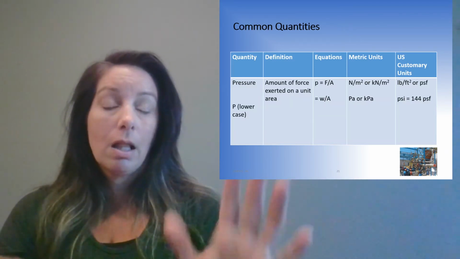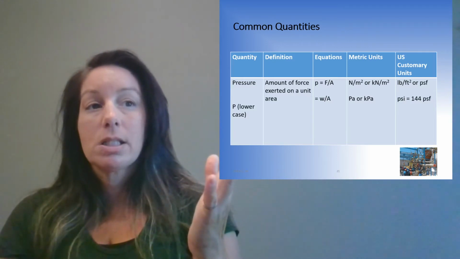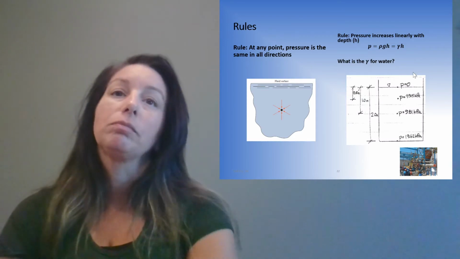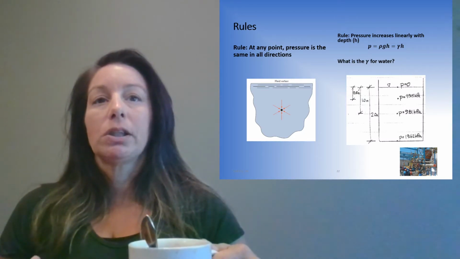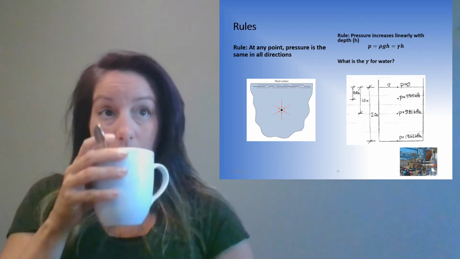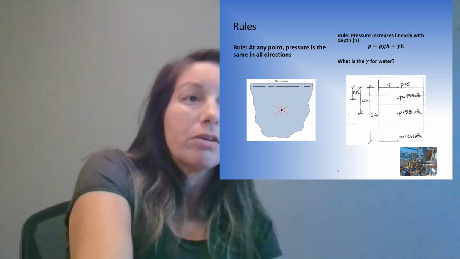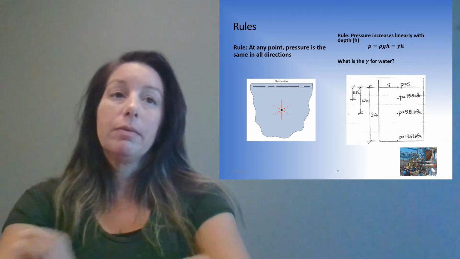Okay. There is a conversion there. PSI, pounds per square inch, is 144 pounds per square foot. Okay. Rules. So at any point, the pressure is the same in all directions. We talked about that already. And pressure increases linearly with depth for a liquid.